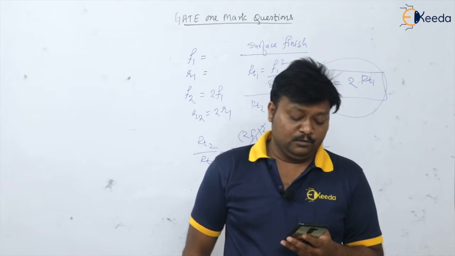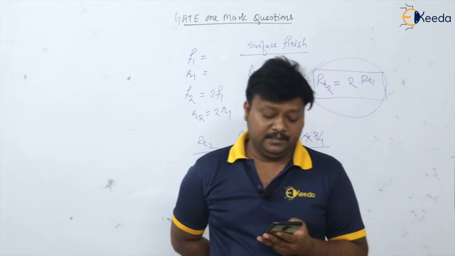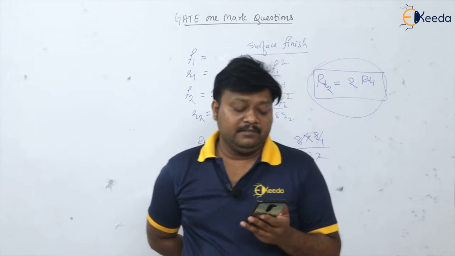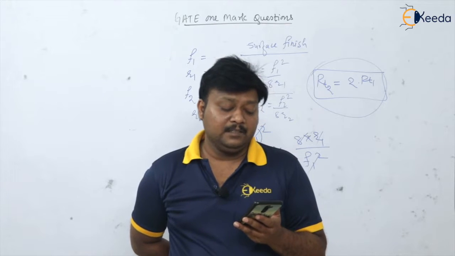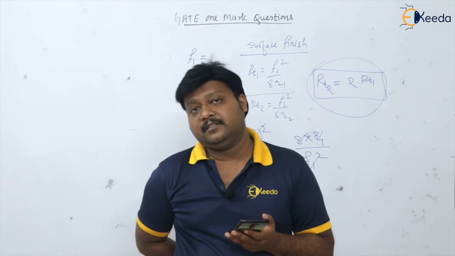Okay, next question. The size of the built-up edge in metal cutting increases with, how does the size of the built-up edge increase? Options are: very high speed, large uncut chip thickness, use of cutting fluids, increasing positive rake angles.